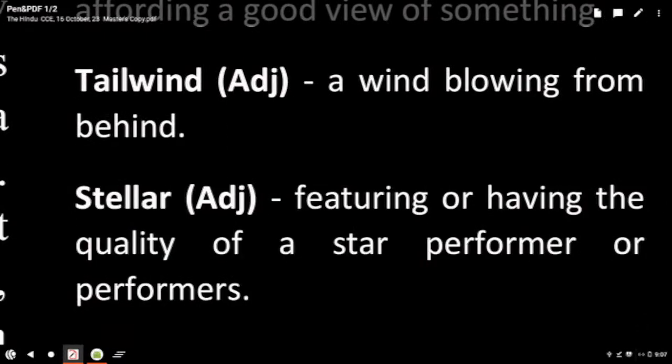The other day we got headwinds, do you remember? Means what? Opposite direction, opposing forces. Here we have another word related to wind. What is this word? Tailwind, part of speech adjective. Please put a star mark.